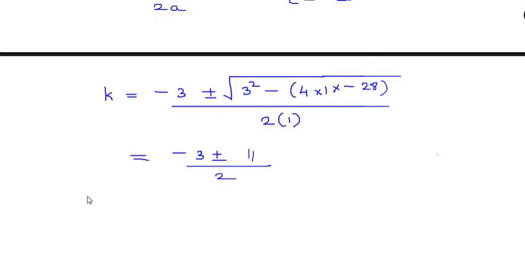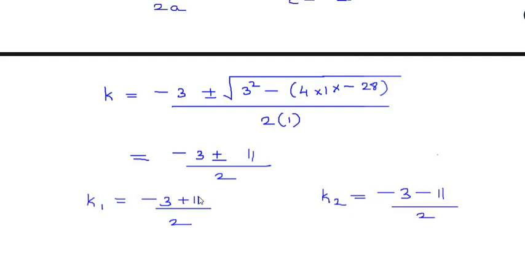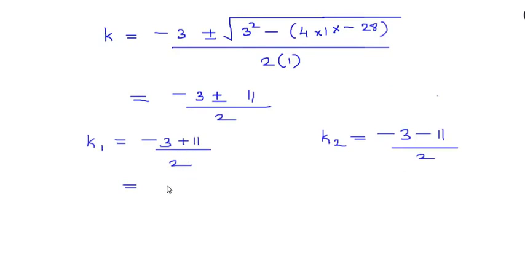So we have got two values of k now. Let me take it as k1 when we take the symbol here as plus, 11 over 2. And let me take another one as k2, where I take minus 3, and in between I'll take minus 11 over 2. So here I have it as minus 3 plus 11 is 8 over 2, which gives us 4. And here minus 3 minus 11 gives us minus 14 over 2. So it is minus 7. So these are the two values of k.